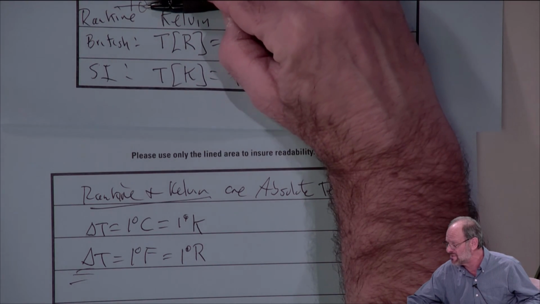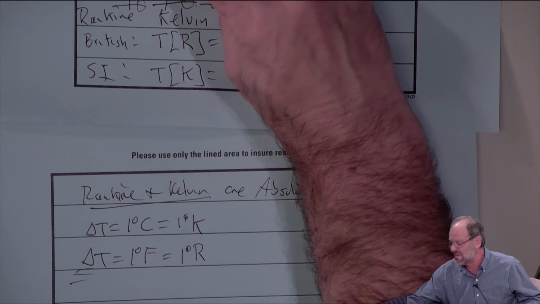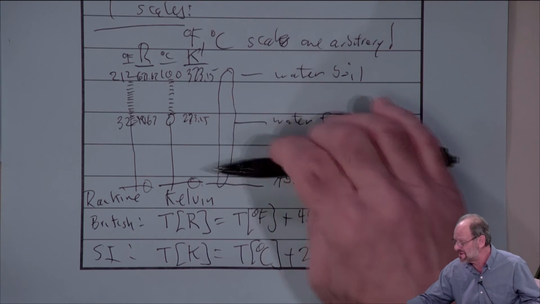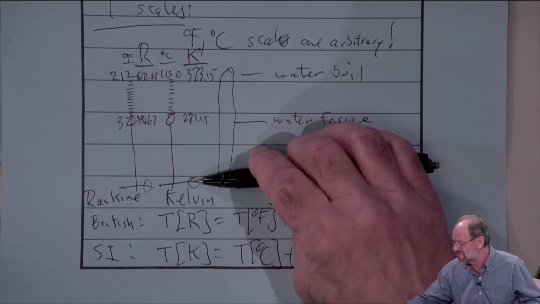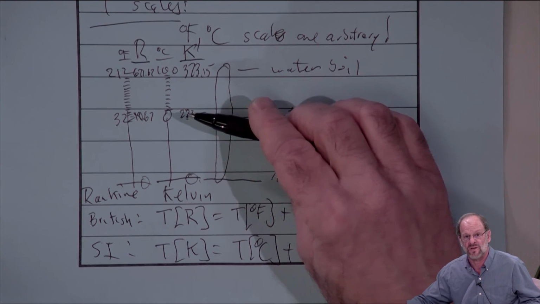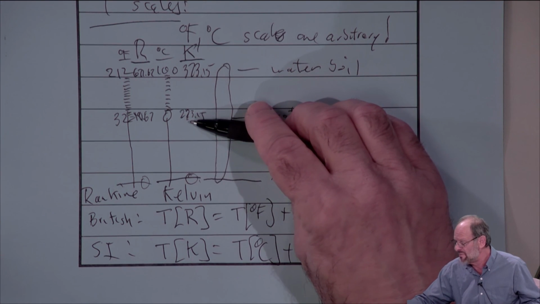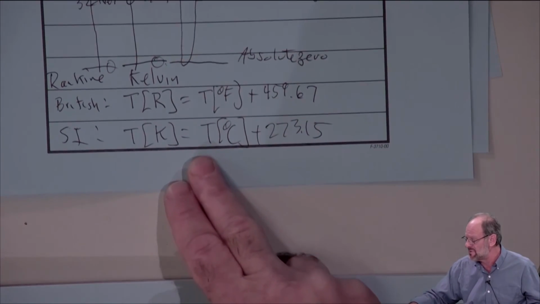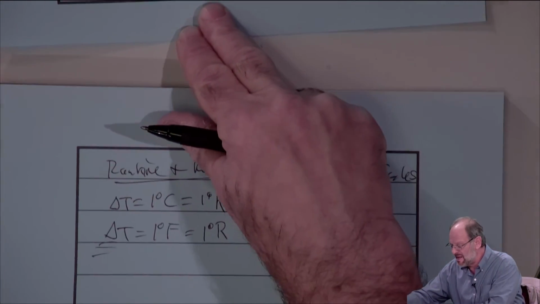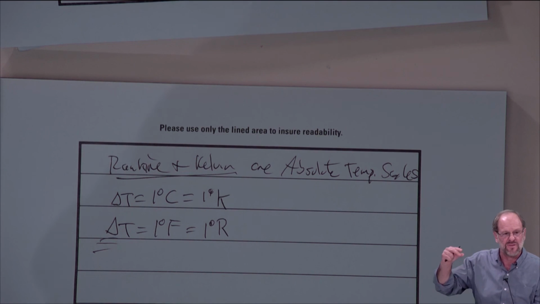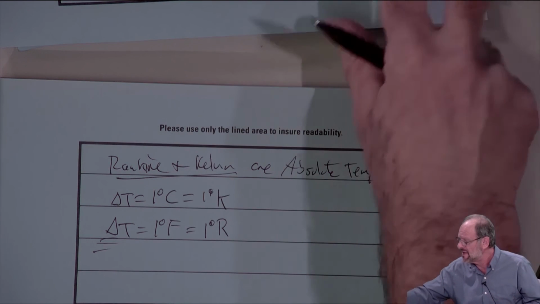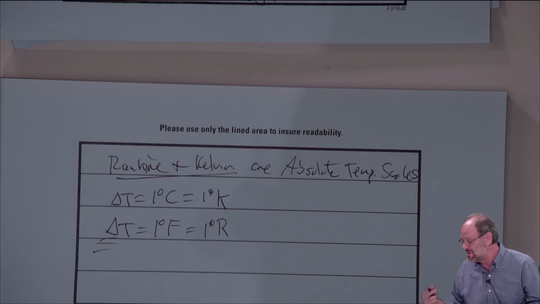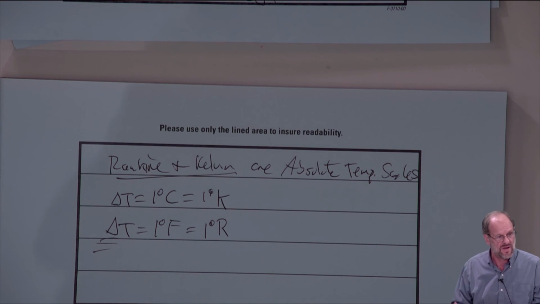1 degree Rankine is way down here. 1 degree Fahrenheit is way up here somewhere, right? Same with Celsius. 1 degree of Kelvin is way down here near absolute zero, and 1 degree of Celsius is way up here near the freezing point. So I'm not comparing actual temperatures here. I'm simply saying that a unit of degree, that temperature difference from one temperature to the next, a degree of Celsius is the same as a degree of Kelvin. A degree of Fahrenheit is the same as a degree of Rankine.